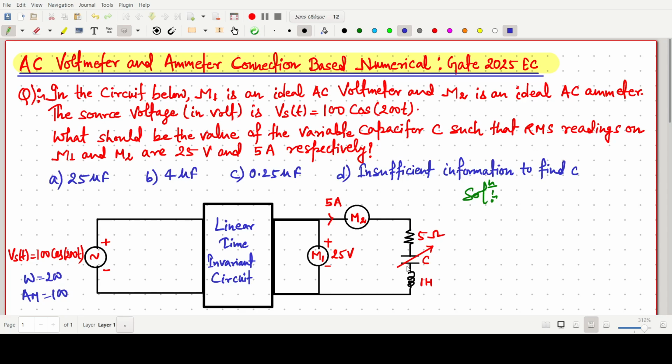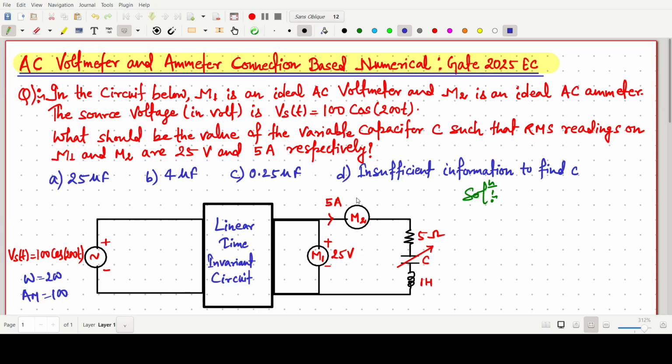We have to find the variable capacitor C such that the RMS reading on M1, that is our voltmeter, is 25 volt, and M2, the ideal ammeter, reads a current of 5 ampere respectively. So we have to find the value of C. Options are 25 microfarad, 4 microfarad, 0.25 microfarad, and option D, insufficient information to find C.